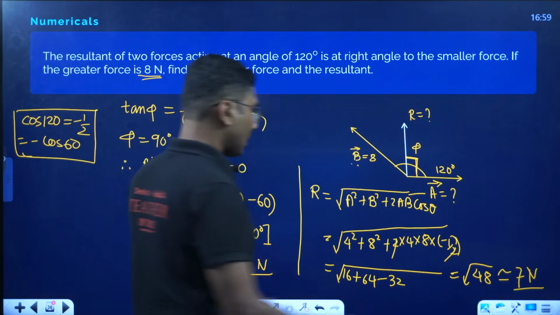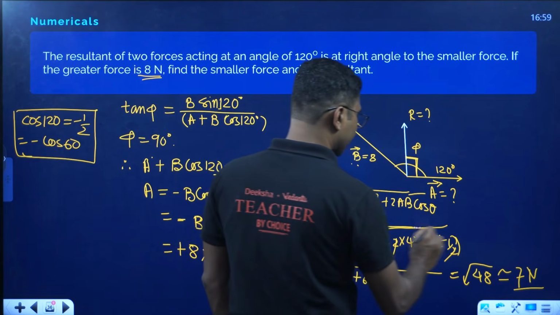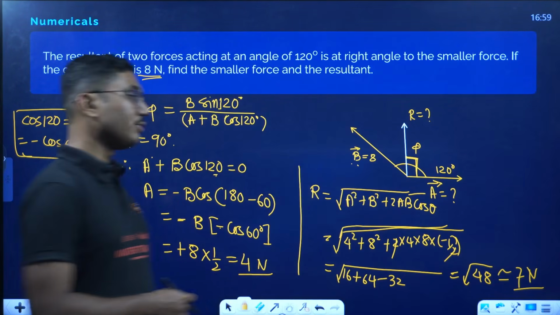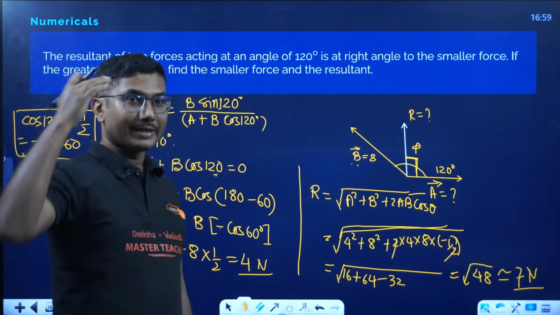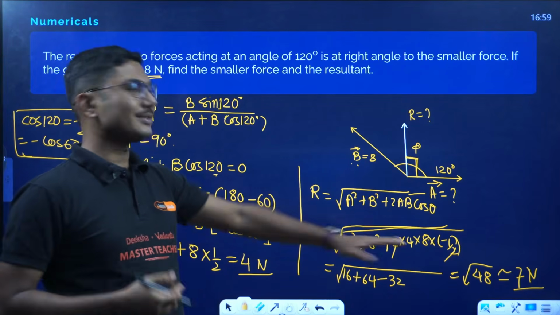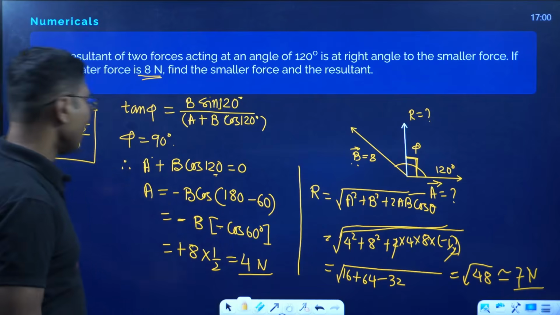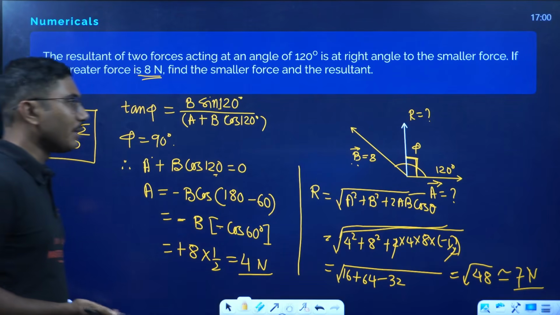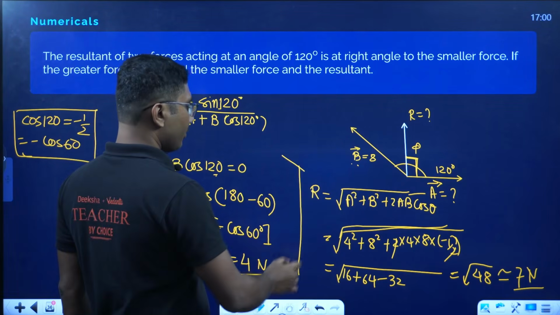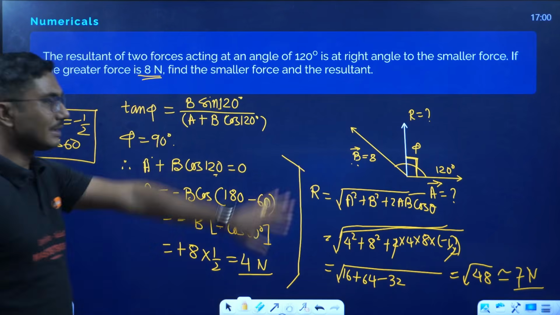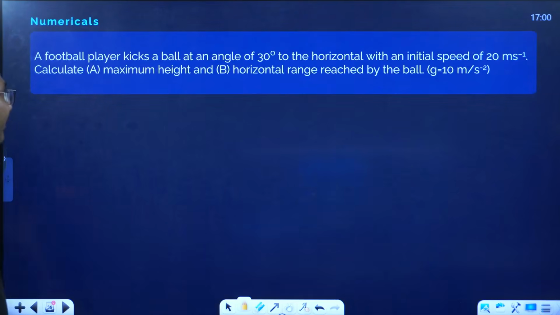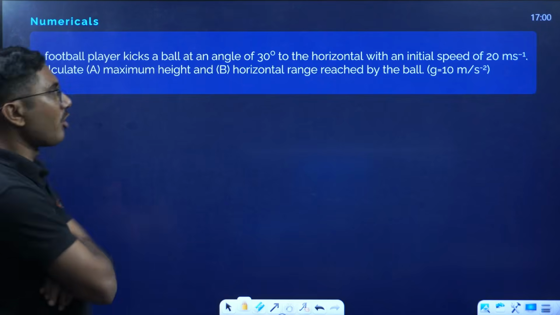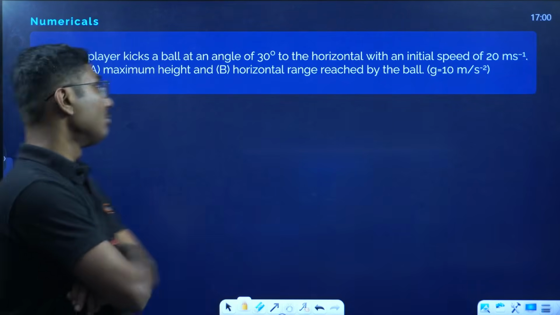Now in your first PUC final exam, you are allowed to use a calculator, so you can use a calculator to calculate the exact value, but no one will deduct marks if you write 7 Newton as well. Interesting question, super duper important question for your final exam. Remember, this is a teacher's favorite question.